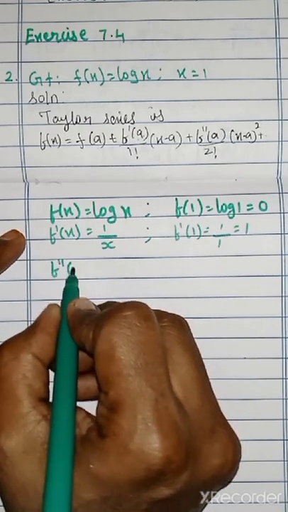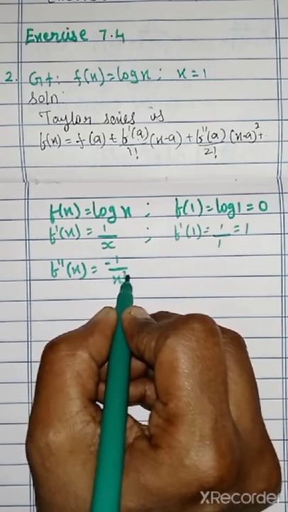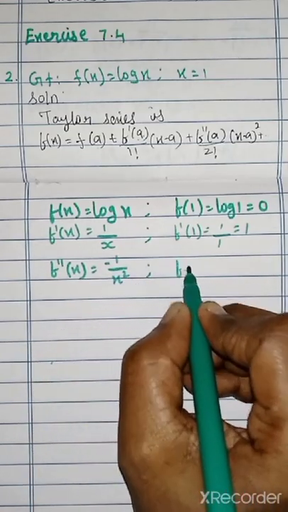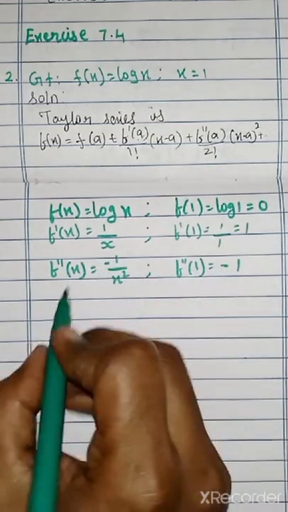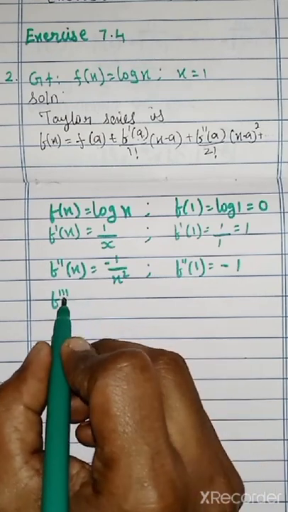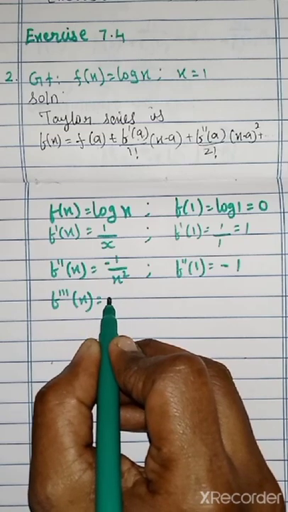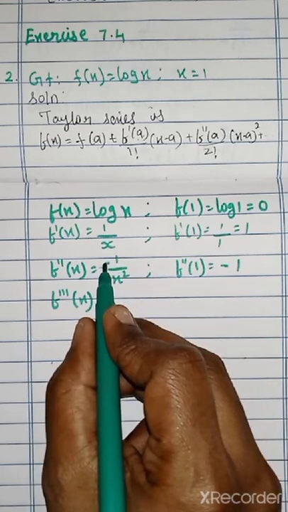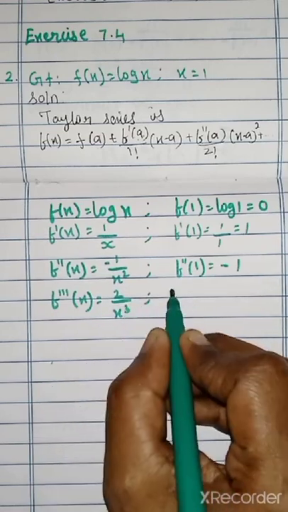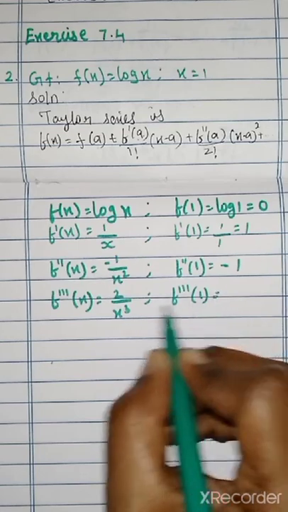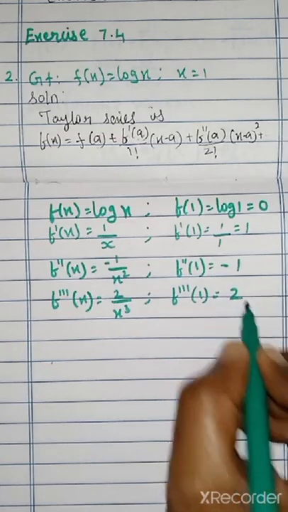Next f''(x). 1 by x differentiation is minus 1 by x square, correct? So f''(1) is minus 1 by 1, which is 1, so minus 1. Next, f'''(x). So 1 by x square differentiation is minus 2 by x cube. Already one minus is there, so 2 by x cube. So what is f'''(1)? x cube is 1. So 2 by 1 is 2 only.